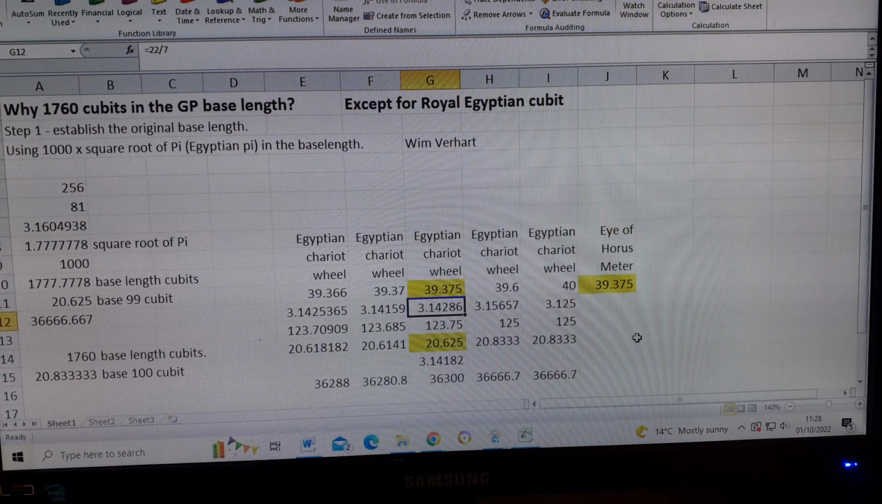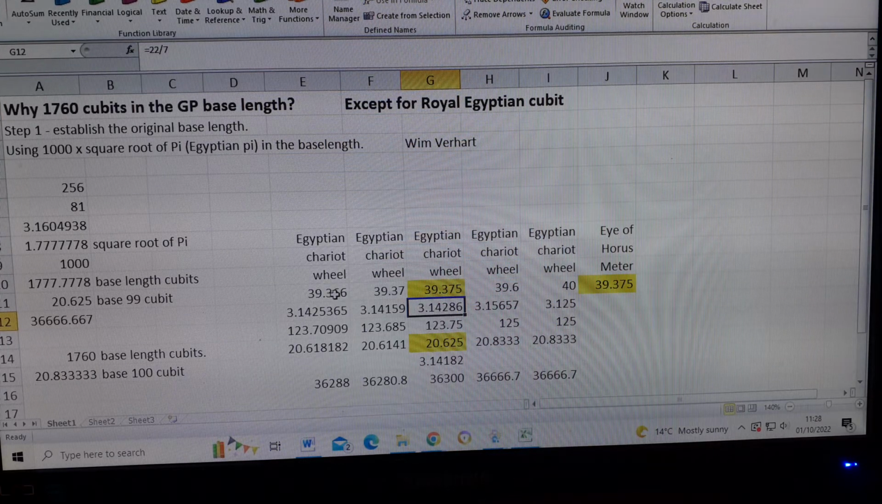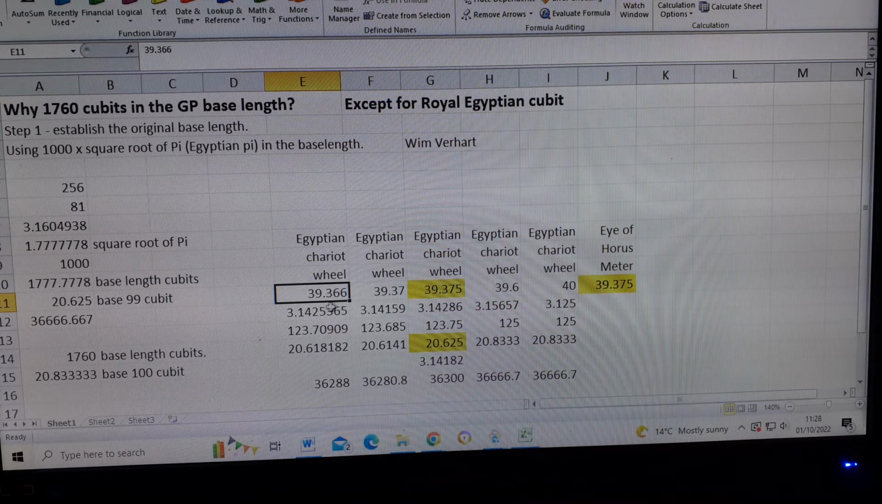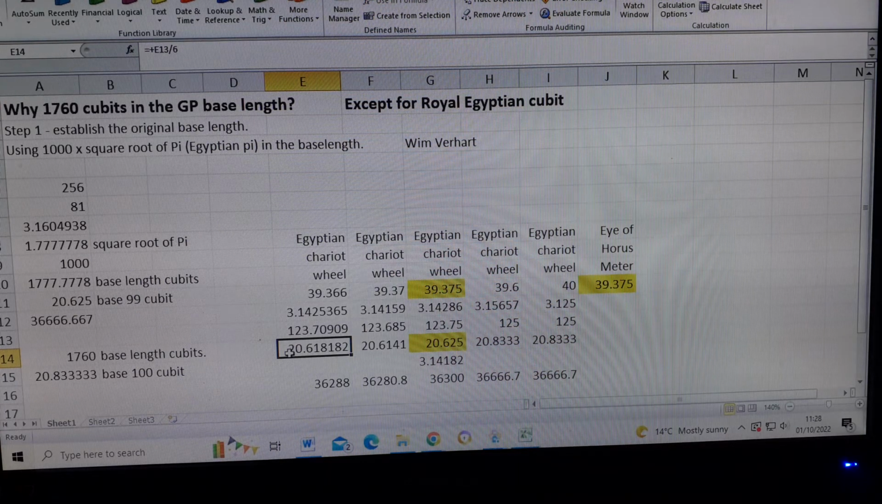So if we go through these calculations, the Egyptian chariot wheel, when it's Berryman's first meter that he identifies in his book, 39.366 inches, we multiply by pi of 2800/891, we get 12370.909, divide that by 6 to give the cubit, 6 spokes in the wheel, and each spoke is a cubit length apart. We get a cubit of 20.61818181 inches.